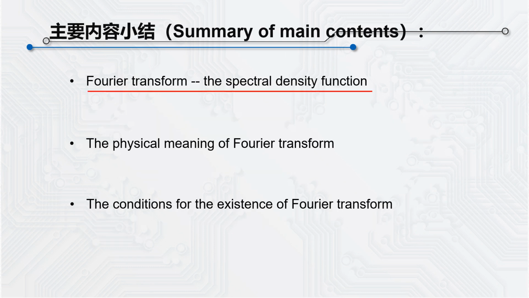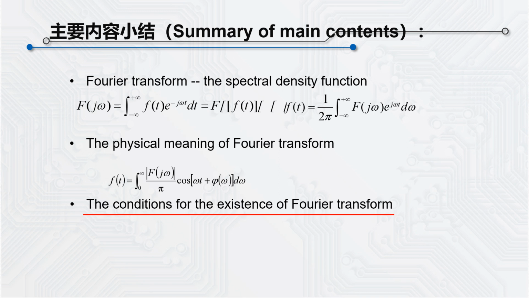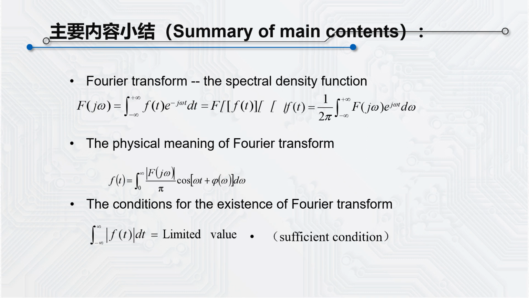Let's make a summary. First, we introduced the concept of the spectral density function, that is, the Fourier transform. This is the expression of the forward Fourier transform. Then, we studied the physical meaning of the Fourier transform. f(t) can be expressed as the sum of infinite cosine functions with infinitesimal amplitude. Last, the condition of the Fourier transform is that f(t) is absolutely integrable.